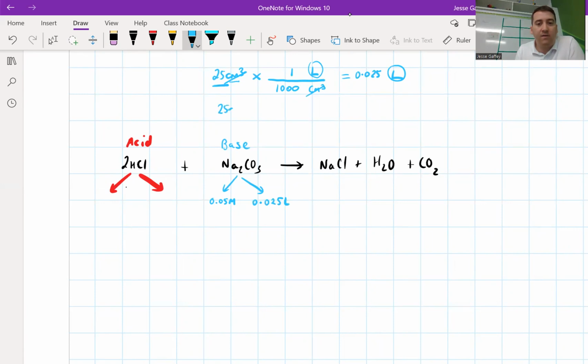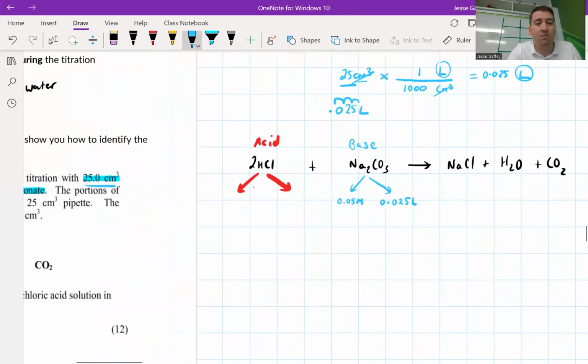If you've got 25 cm cubed, then what do we have to do? We have to move the decimal place 1, 2, 3 places to the left to turn it into liters. And then we can say that that's in liters. If you get really good at this, you can do that really quickly, okay? So if you're able to do that maths, then that's brilliant. That's going to save you some time. But always convert to liters first.